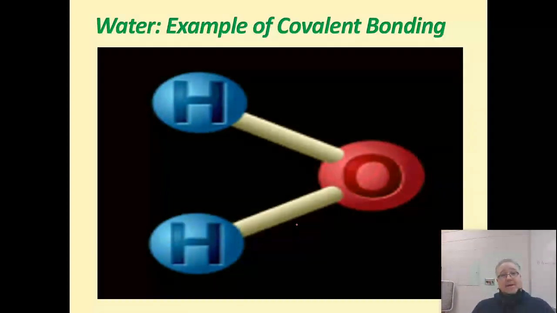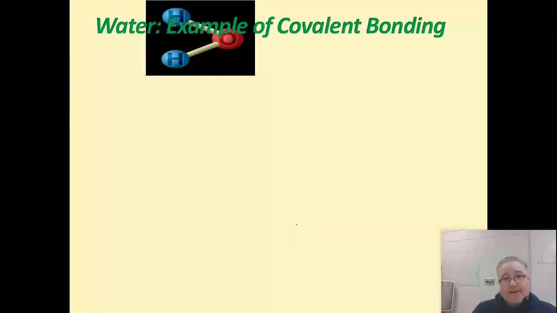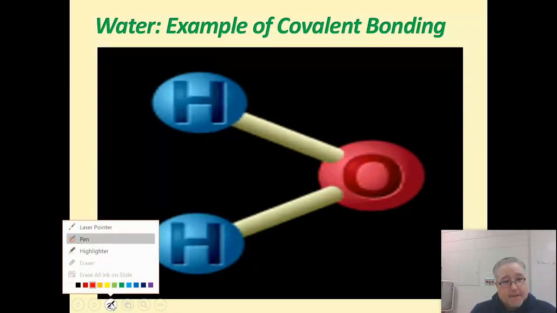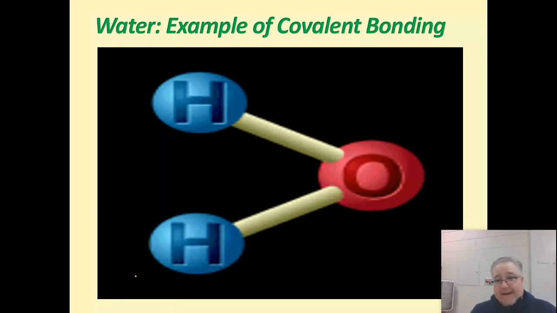Now, I'm going to give you a really great example of covalent bonding, and that's water. So look at your periodic table. Find hydrogen. Hydrogen has 1 electron. So we're going to put that little electron right here. This hydrogen atom up here has 1 little electron too.